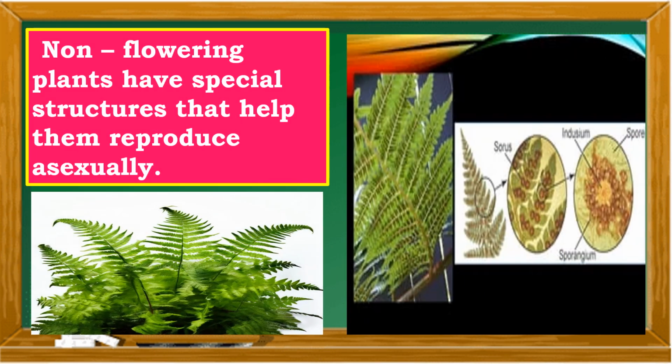Non-flowering plants have special structures that help them reproduce asexually. Non-flowering plants reproduce through spores rather than seeds. Unlike flowering plants, which rely on flowers for reproduction, non-flowering plants such as ferns, mosses, and fungi use spores that develop in specialized structures. These spores are tiny, lightweight, and can be carried by wind, water, or animals to new locations.